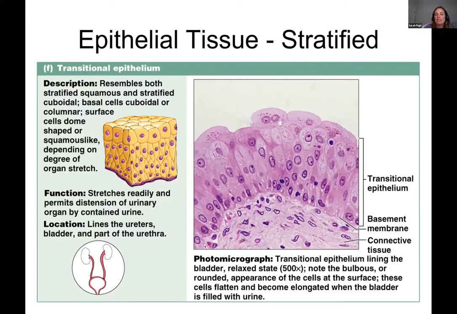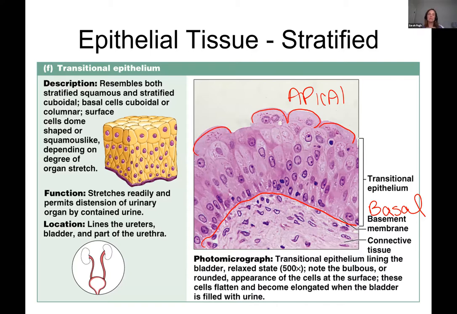Okay, so this is a great picture. We can see, again, I'll draw that line. There's my basal surface, okay, attached to the basement membrane. At the top is my apical surface. Okay, look at the cells on the apical surface here. They are definitely bubbled. They are domed. So is that bladder empty or full?